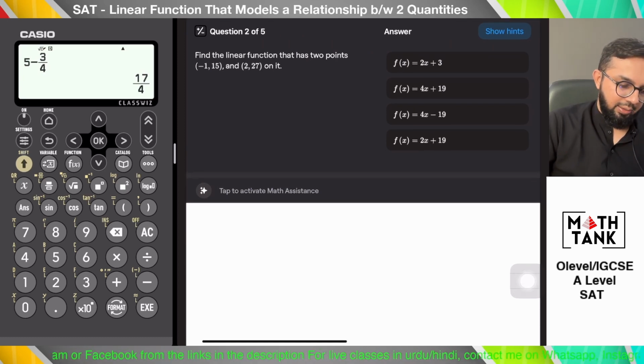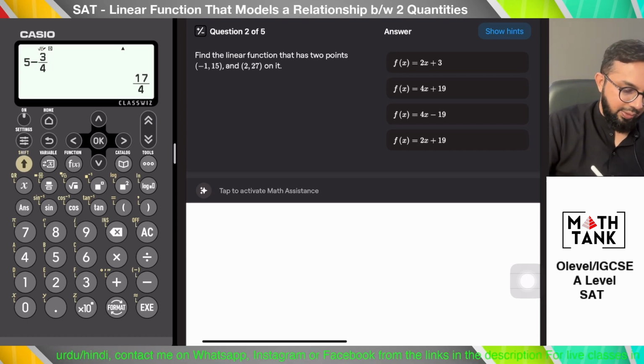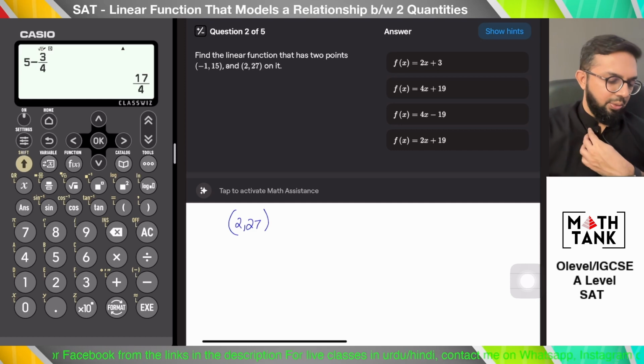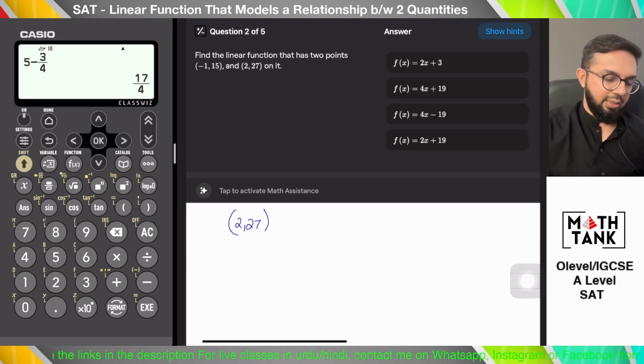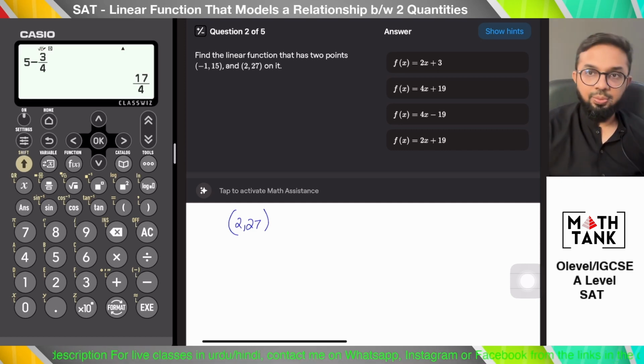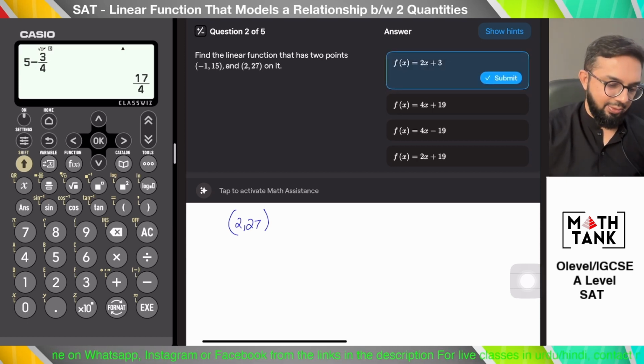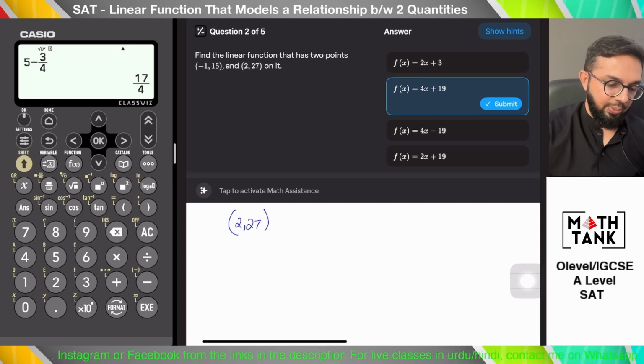Find the linear relationship that has 2 points. So either I could start plugging in these points and see which one gives me the correct answer. I would first do this instead of plugging in the first point because that's a negative involved. That bothers me a little. So I'm going to use 2 comma 27 and plug in 2 and check which one gives me 27. If I plug in 2 into the first one, it gives me 2 times 2 plus 3. It's 7. That's not useful. 4 times 2 is 8. 8 plus 19 is 27.